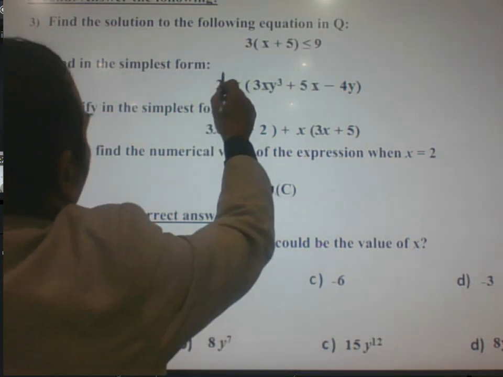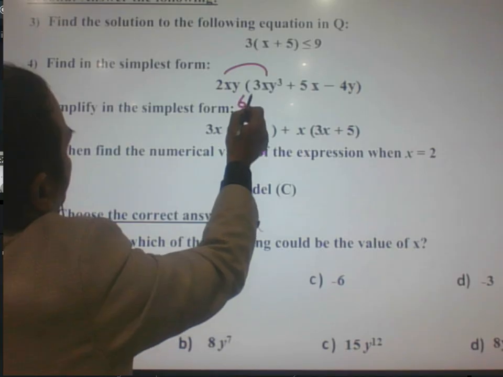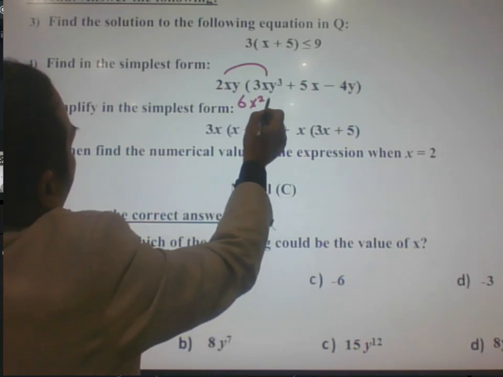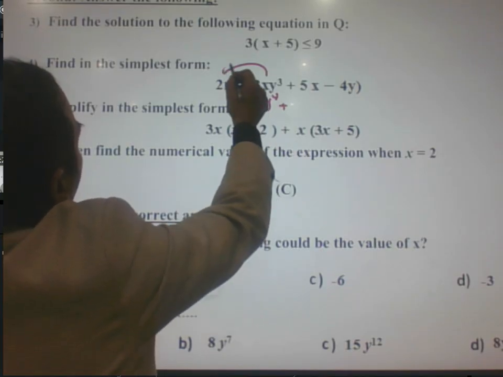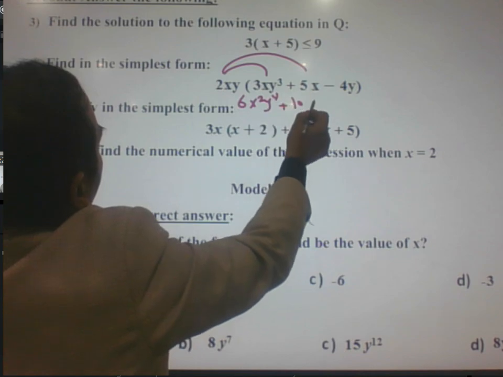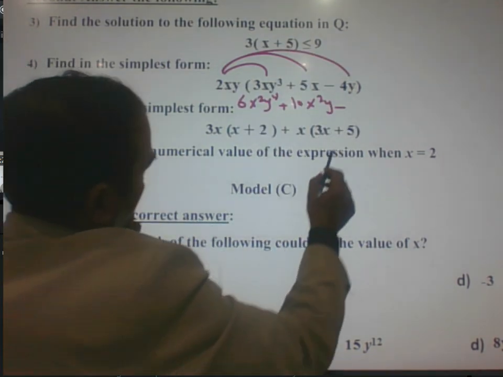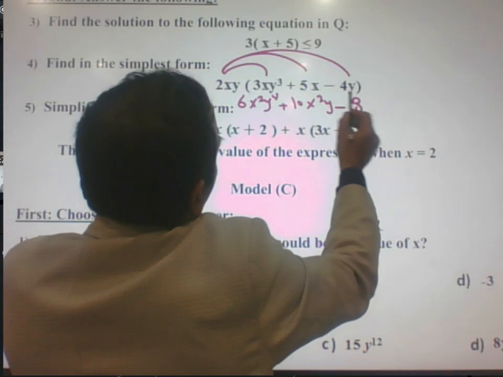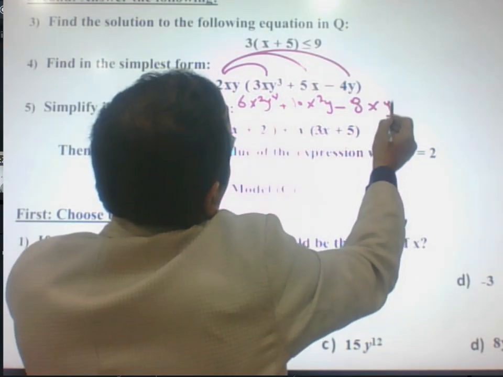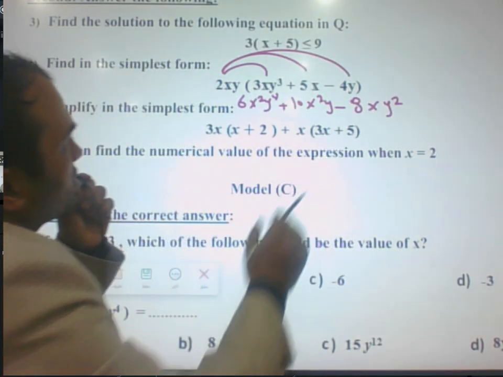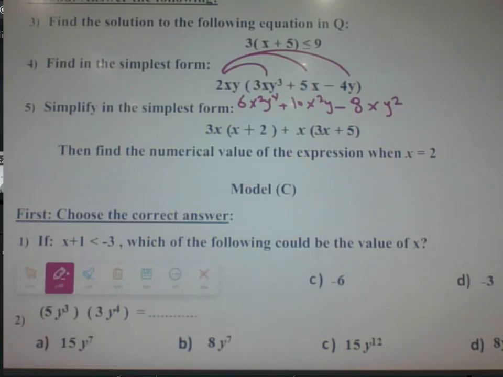Next question. We can use the distributive property. 2 times 3 equals 6, x times x^2, y times y^3 gives y^4, as the product. 2 times 5 equals 10, x times x^2 and y, as the product. 2 times 4 equals 8, x, y times y^2. It's the simplest. We can simplify it like this, okay?